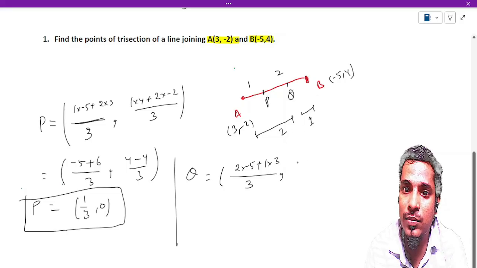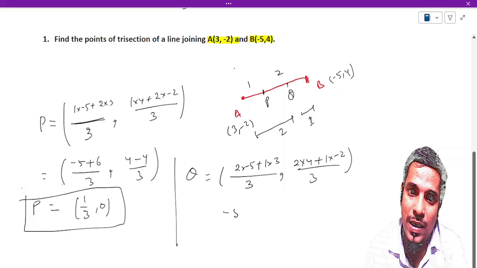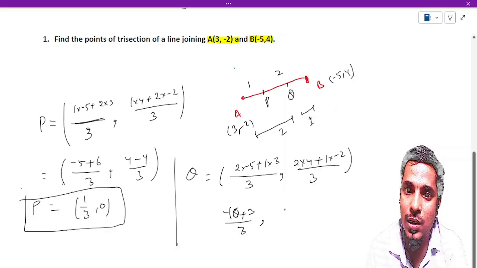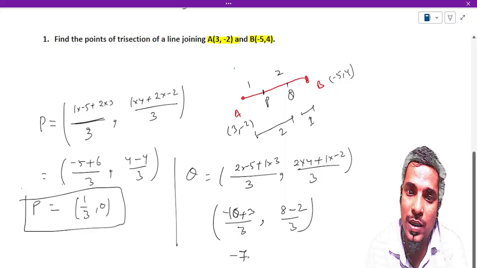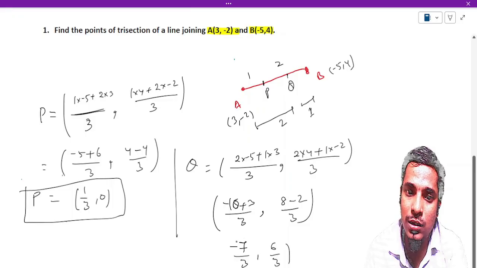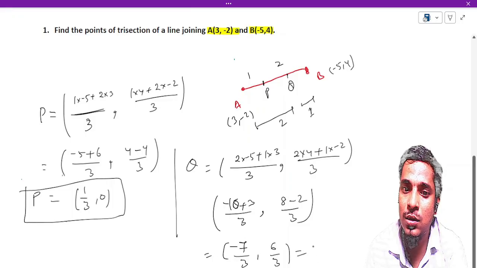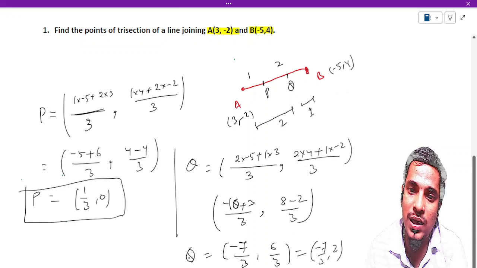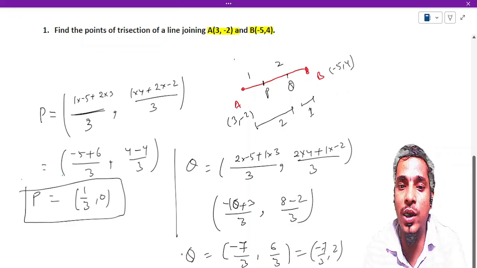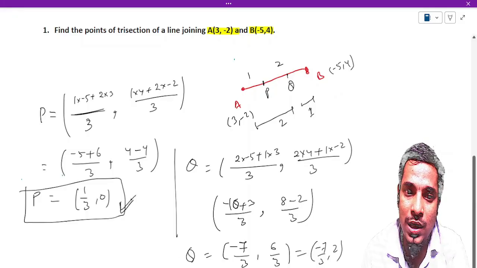Now the y coordinate is 2 times of 4 plus 1 times of minus 2 divided by 3. So here minus 10 plus 3 by 3 comma 8 minus 2 by 3. So this will give us minus 7 by 3 comma 6 by 3. Once we solve this, this will give us minus 7 by 3 comma 2. So the coordinate of Q is minus 7 by 3 comma 2. So the points of trisection are P and Q.